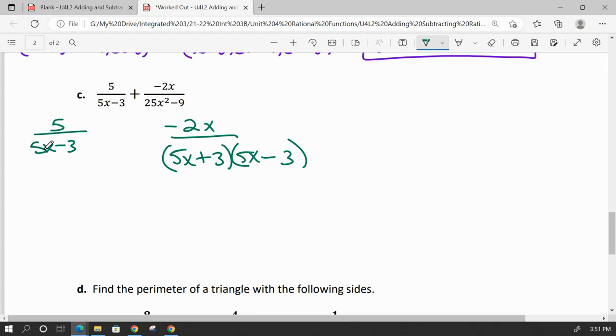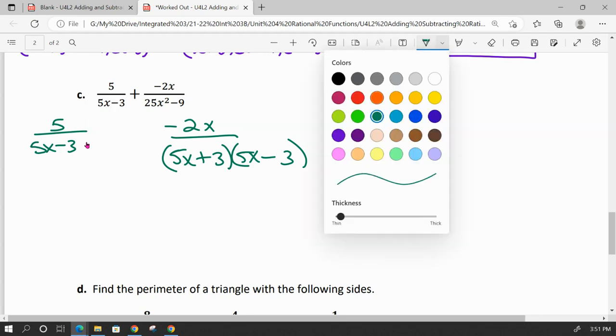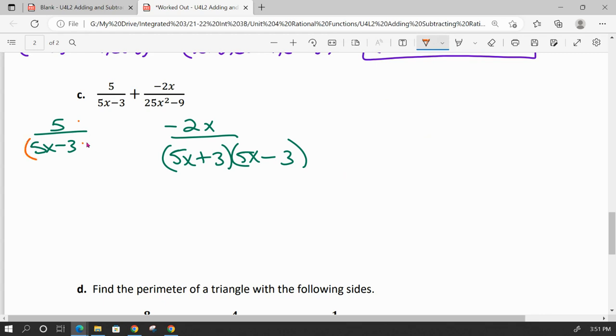All right, so if we look at the two fractions, they both have the 5x minus 3. But this first fraction is missing the 5x plus 3. So we only have to multiply the first fraction by 5x plus 3 to make these fractions now have the same denominator.